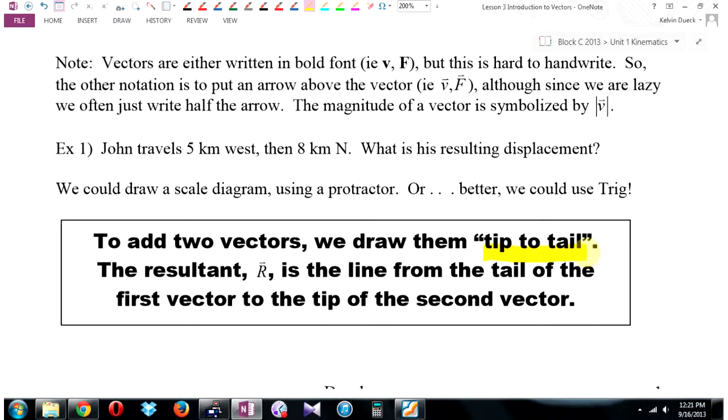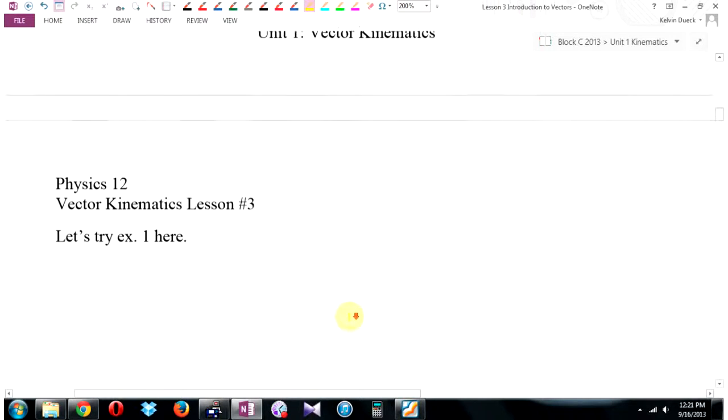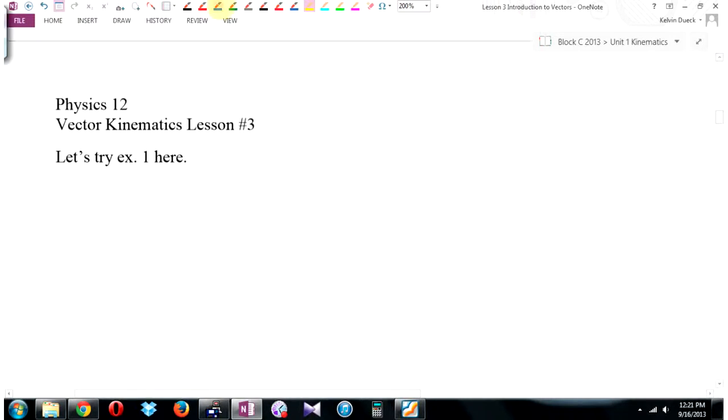Oh, except there's one more thing. Once you've drawn them tip to tail, the resultant is the line from the tail of the first one to the tip of the second one. The line itself ends up being tail to tip. Sorry, but we draw them tip to tail. It looks like this. Example 1.